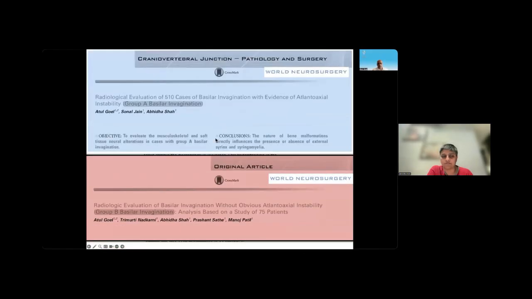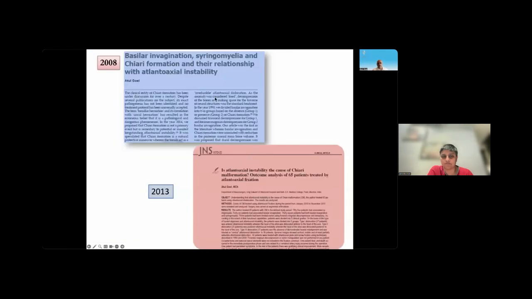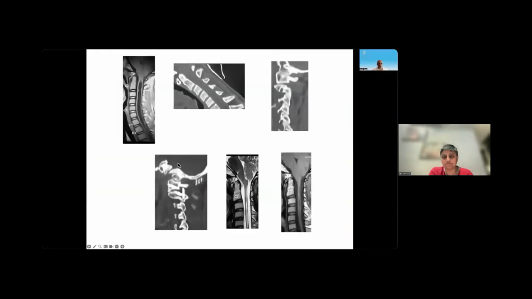So for both group A and group B, there is only one treatment. Both are manifestations of chronic instability. Why sometimes group A, why sometimes this? You have to read these articles. And both these groups need C1, C2 fixation. Basilar invagination, syringomyelia, Chiari malformation, assimilation of atlas are all children of atlantoaxial instability and all need one treatment, and that is atlantoaxial stabilization.